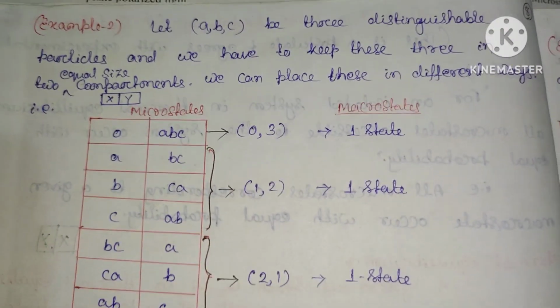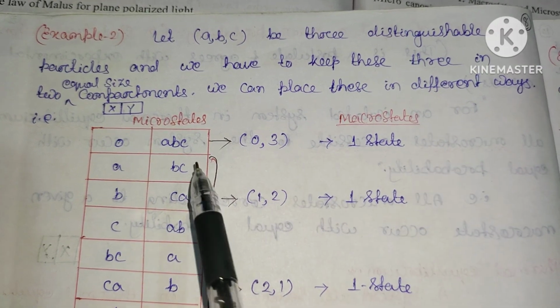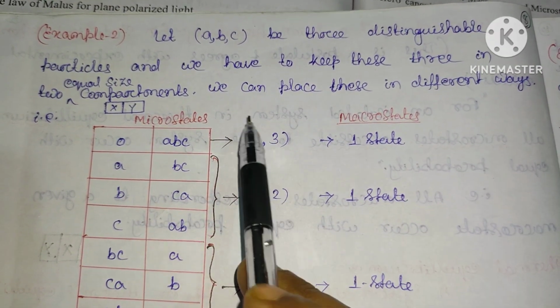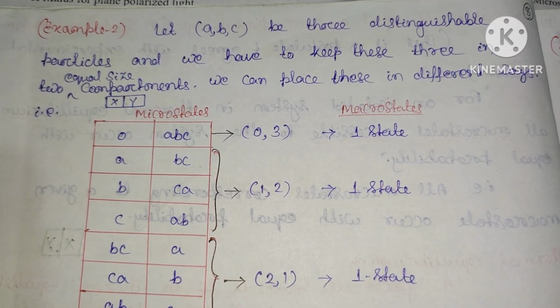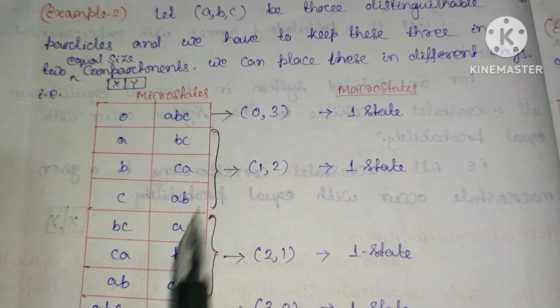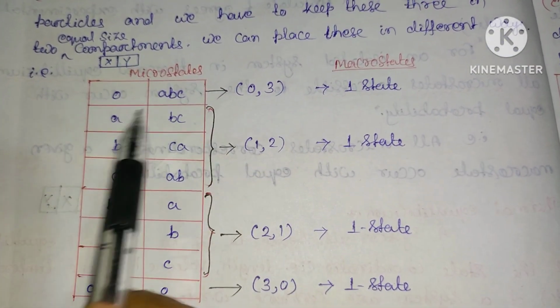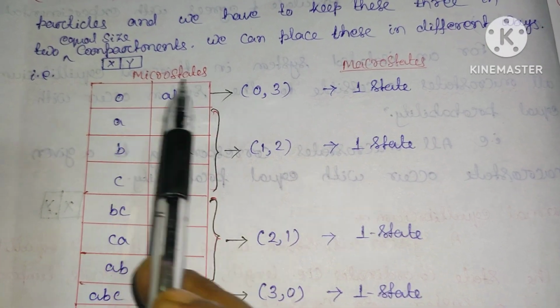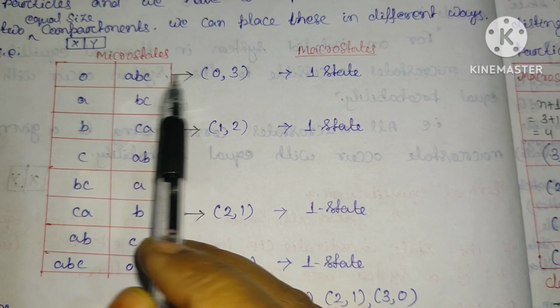Let us take another example. Let A, B, C be three distinguishable particles, meaning you can distinguish them, and we have to keep these three in two equal sized compartments. So we can place these in different ways. Suppose this is compartment X and this is compartment Y. So no particle is in the first compartment, and all three, A, B, C, are in the Y compartment.